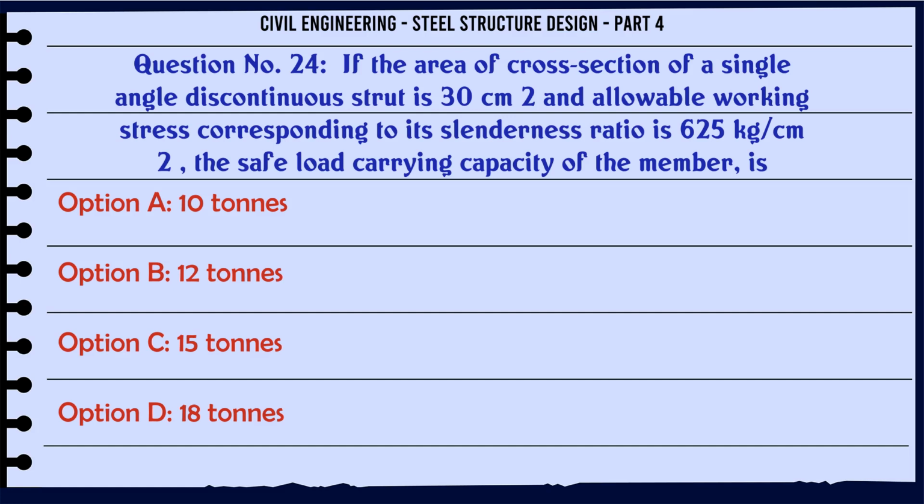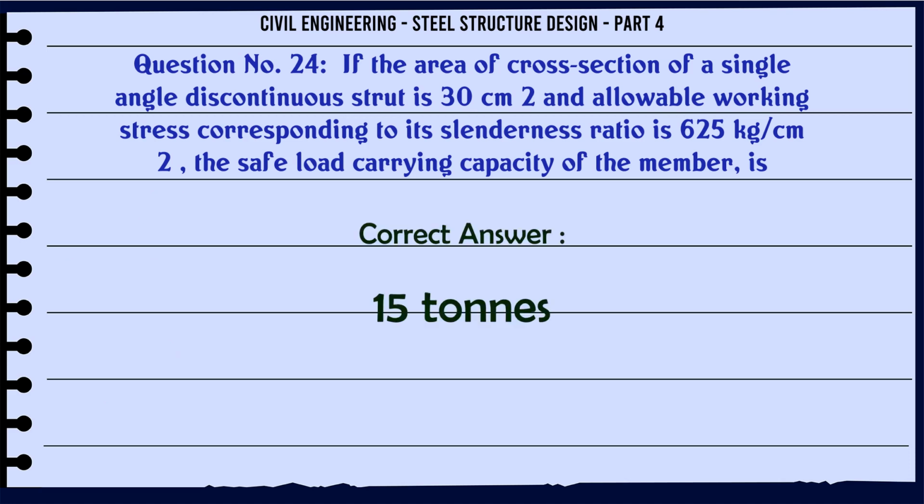If the area of cross-section of a single-angled discontinuous strut is 30 cm², and the allowable working stress corresponding to its slenderness ratio is 625 kg/cm², the safe load carrying capacity of the member is A. 10 tons, B. 12 tons, C. 15 tons, D. 18 tons. The correct answer is 15 tons.